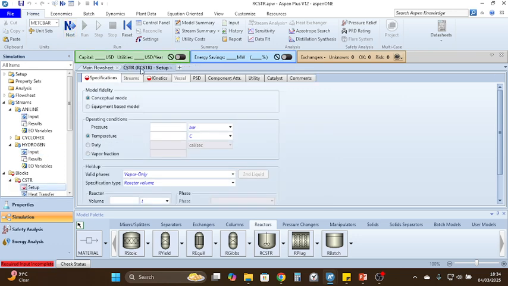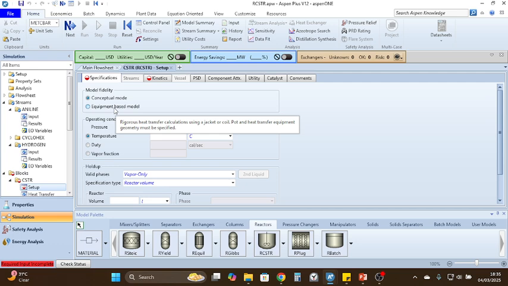So here you can see that the CSTR setup has come. Over here there are two types of model fidelity, or the details of the CSTR, that can be mentioned. One is the conceptual mode, that is, a shortcut calculation mode where the heat transfer equipment geometry is not required. However, if we go to this equipment based mode, then rigorous heat transfer calculation using a jacket or coil, that is pot and heat transfer equipment geometry, must be specified.